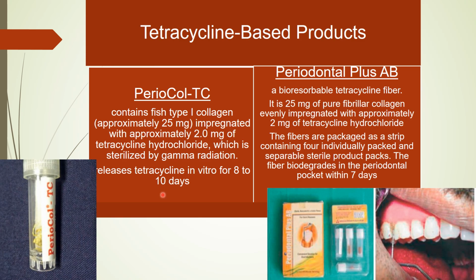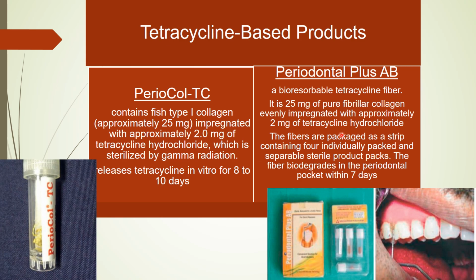It is indicated for the treatment of adult periodontitis as an adjunct to SRP for pockets more than 5 mm deep, and it can be administered every 3 months. This can be moistened with saline and placed into the periodontal pocket to the depth of the pocket base. They are biodegradable, so they do not have to be removed.